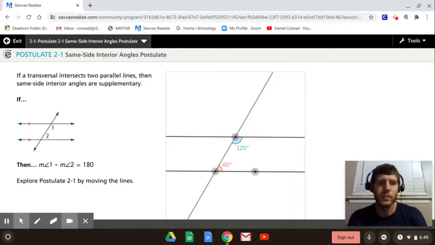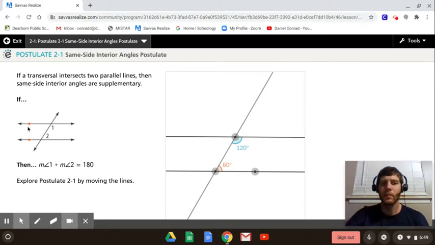Okay, so we need to know the same side interior angle postulate in order to complete example 2. It tells us that if a transversal intersects two parallel lines, then same side interior angles are supplementary. As we talked about in example 1, same side interior angles are on the same side of the transversal, and they're both in between the two lines. So 1 and 2 here are going to be same side interior.